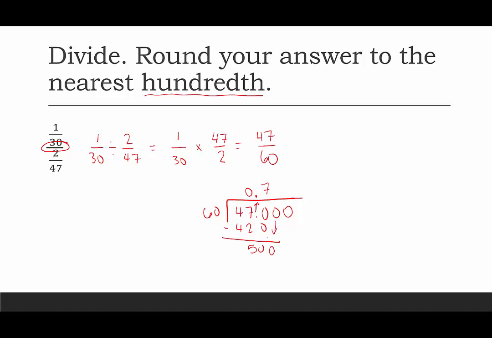We'll bring down the next place. We'll bring down that 0. 60 goes into 500. So again, what we can do is we can kind of ignore a 0 from each and say, okay, well, how many times does 6 go into 50? 6 goes into 50 8 times, right? That gets us to 48. So 8 times 60 is 480. And then this would be 20, a difference of 20. Bring down the 0. And 60 into 200, that would be 3.